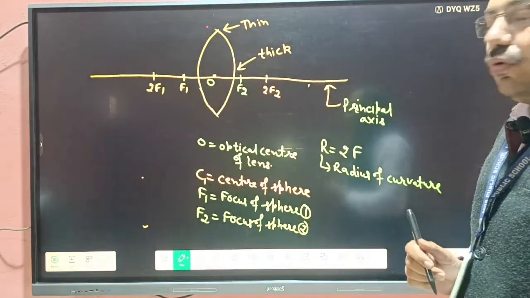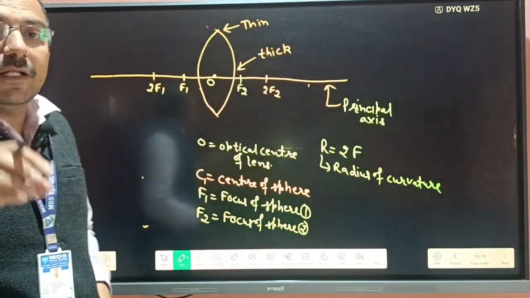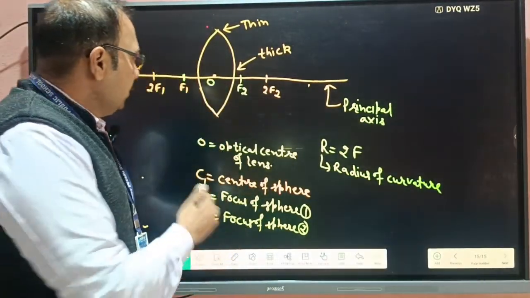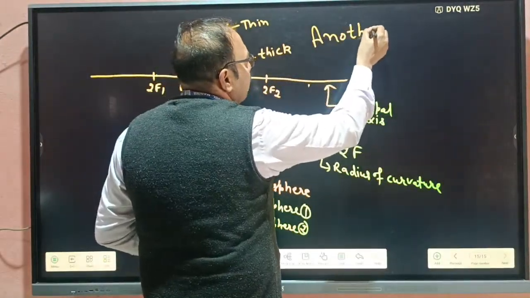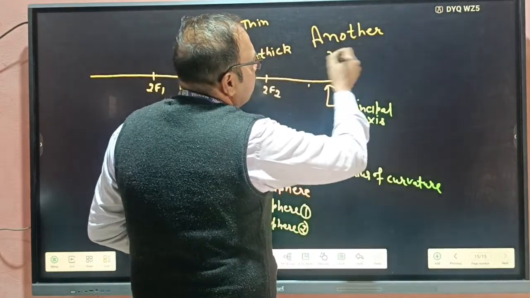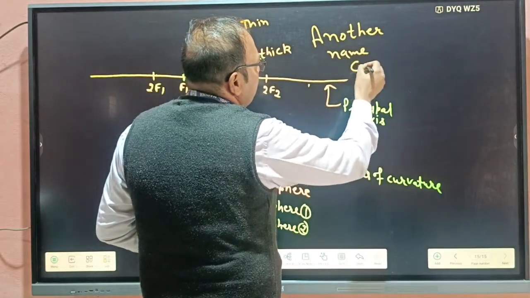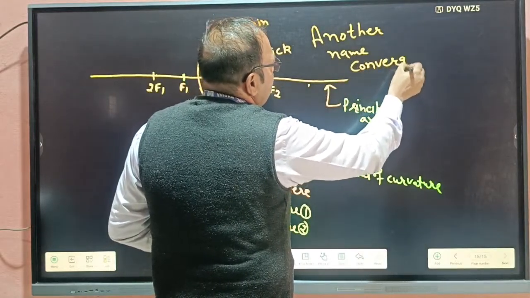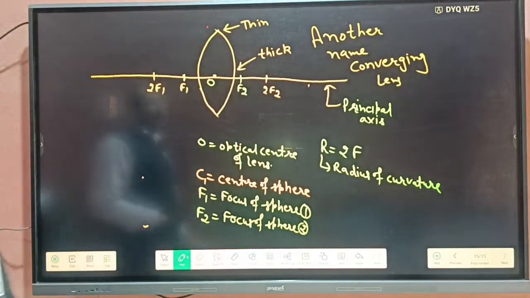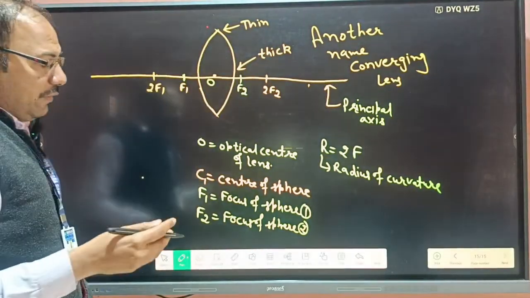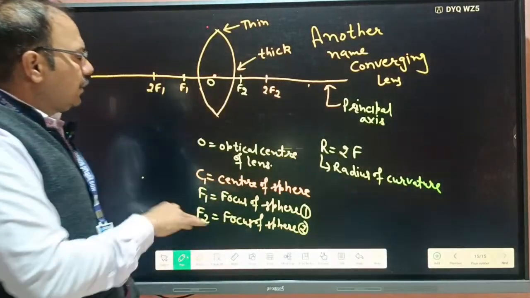This lens is also known as a converging lens. A converging lens converges all parallel beams of light at a single point. So this is known as a converging lens. For example, when all parallel rays come, they are focused at the point. So this is the structure of the first lens.